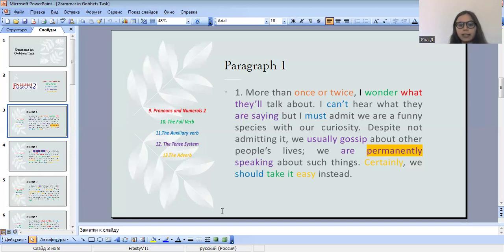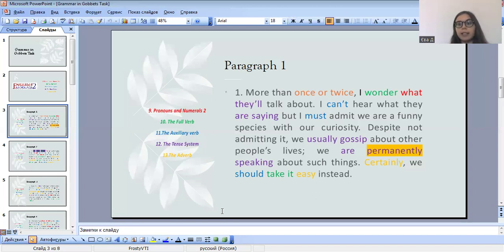The tense system, and what we can see here are some sentences. For example, let's look at "despite not admitting it, we usually gossip." We can see here the verb gossip, and it's present simple tense, used to describe a habitual action. Also, it's combined with the frequency adverb, a very frequent situation. Then we also have they will talk, are saying: will talk is future, are saying is present continuous, and permanently speaking is also present continuous.